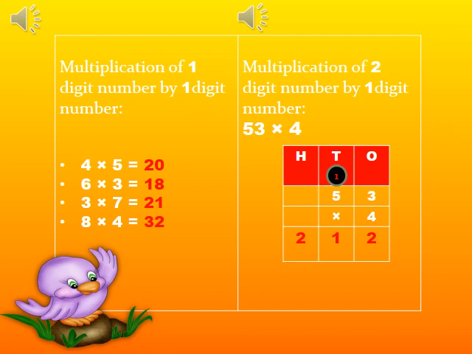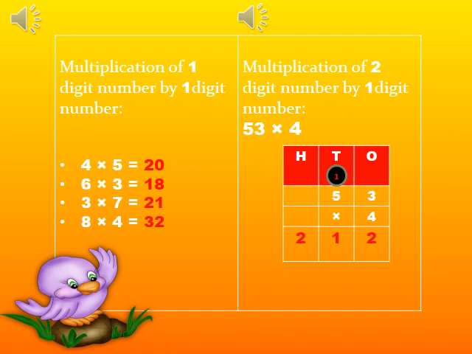Now we'll learn how to multiply two numbers. First we'll learn multiplication of one digit number by one digit number. To explain this, I have taken 4 examples. Let's start with first, 4 into 5.